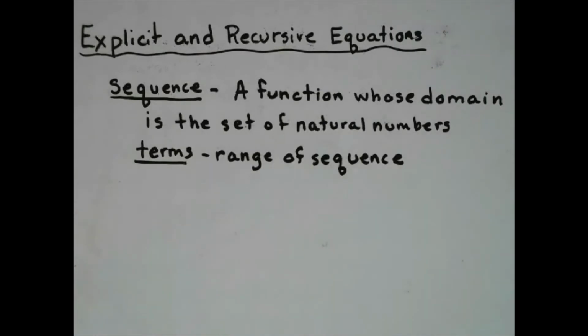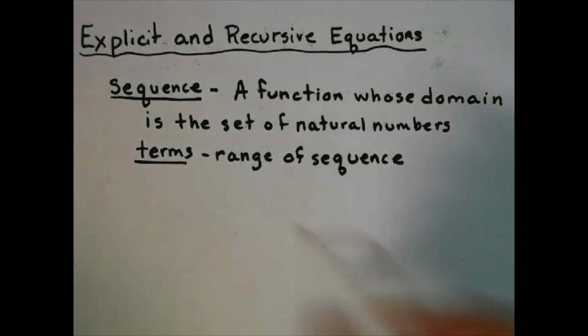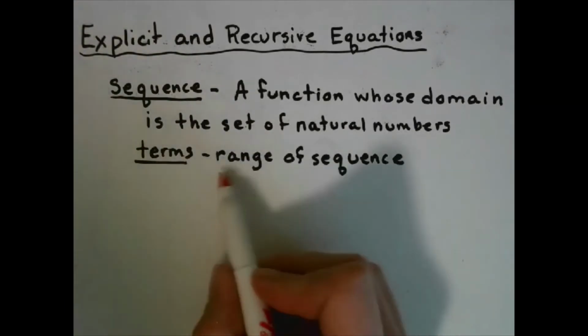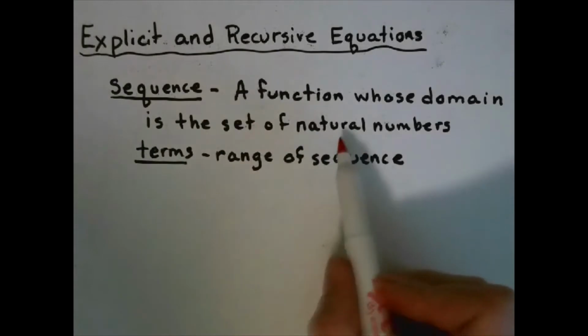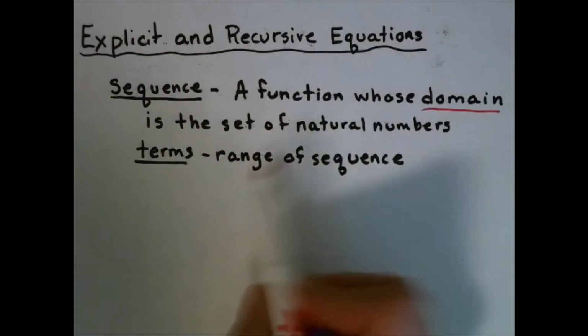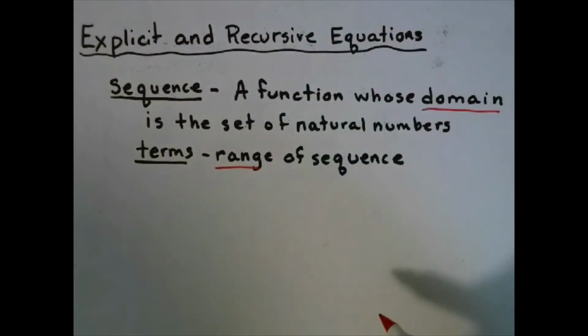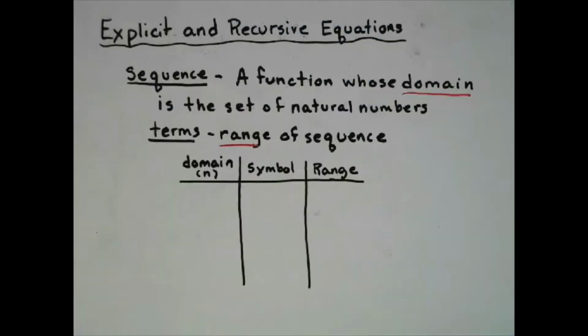Alright, so let's talk about the formal definition of a sequence. So a sequence is a function whose domain is the set of natural numbers. So natural numbers are just 1, 2, 3, 4, and so on. The terms, like I said, are the range of the sequence. So you sometimes may not actually see the domain, but the range is what you're actually looking at.